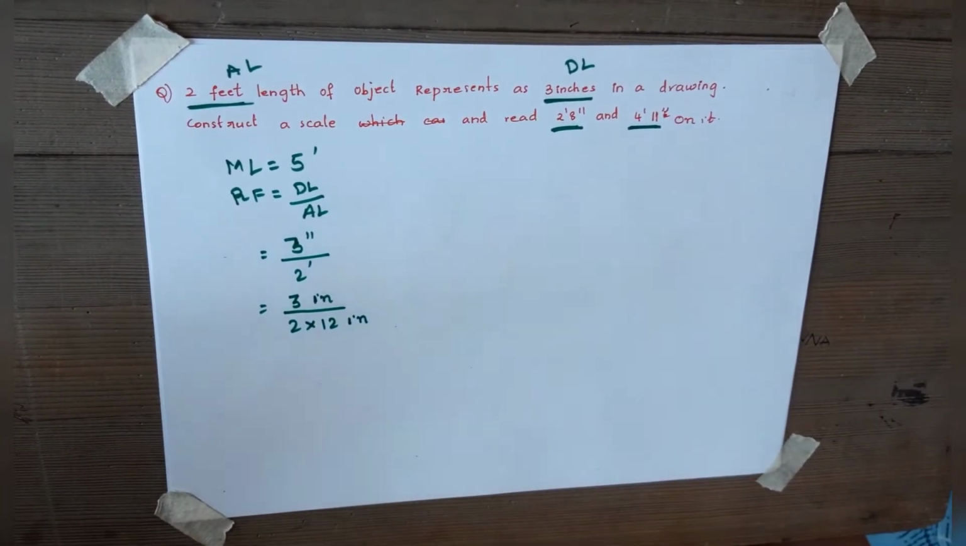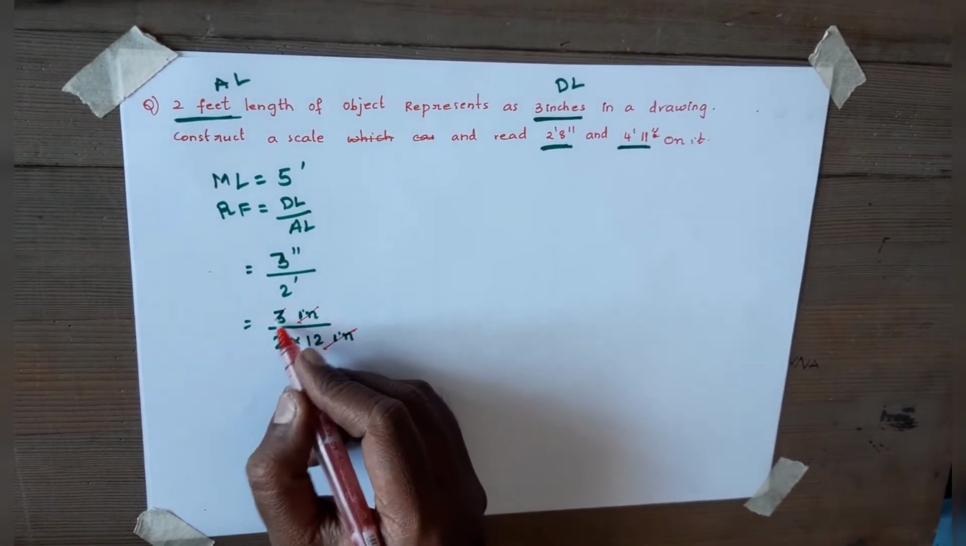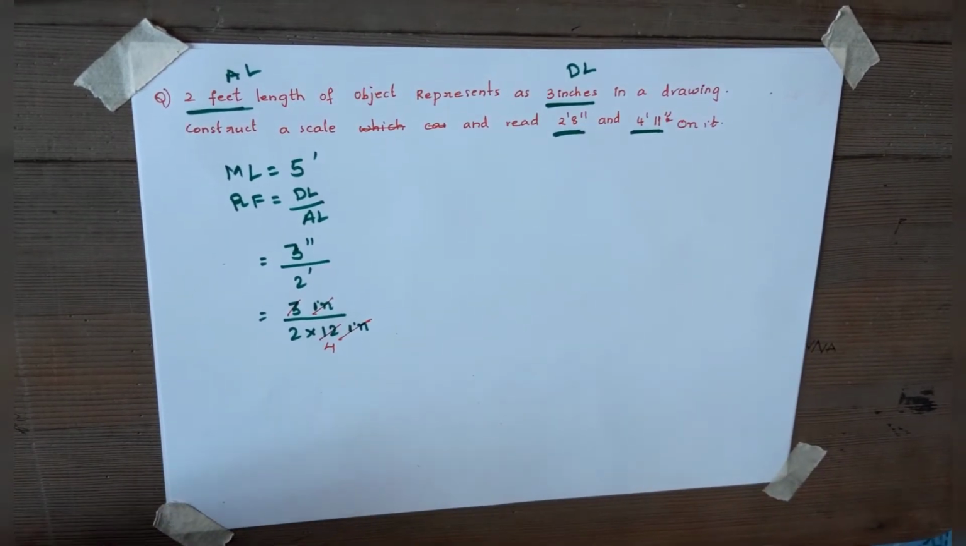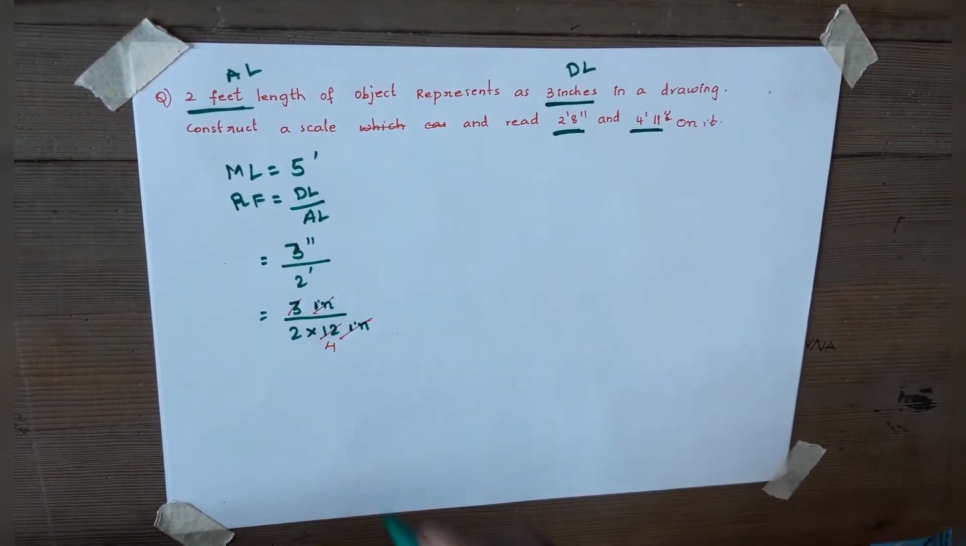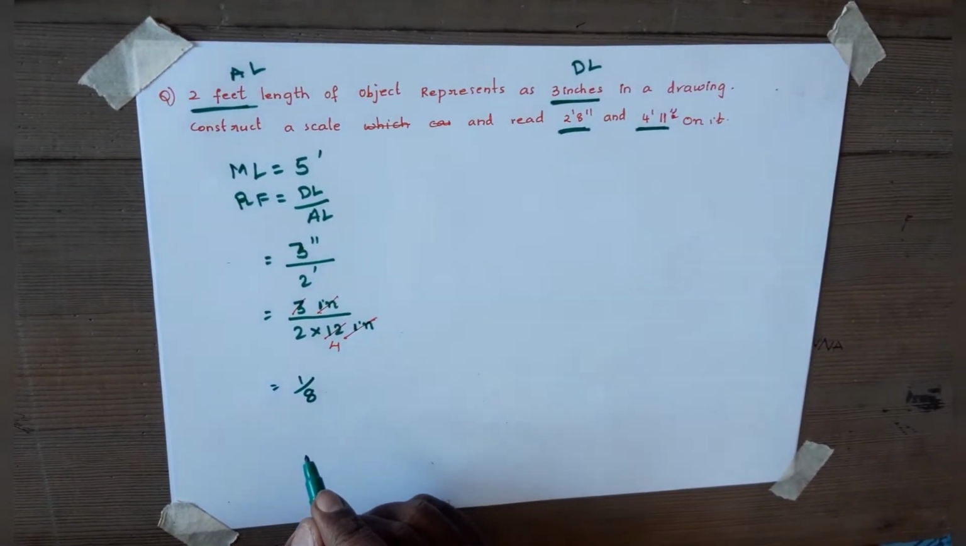So we have to cancel the inch units first. 3 ones are 3, 3 eights are 24. So what is the representative factor we got now? 1 is to 8, 1 by 8. Is it clear? Now, good, sir.